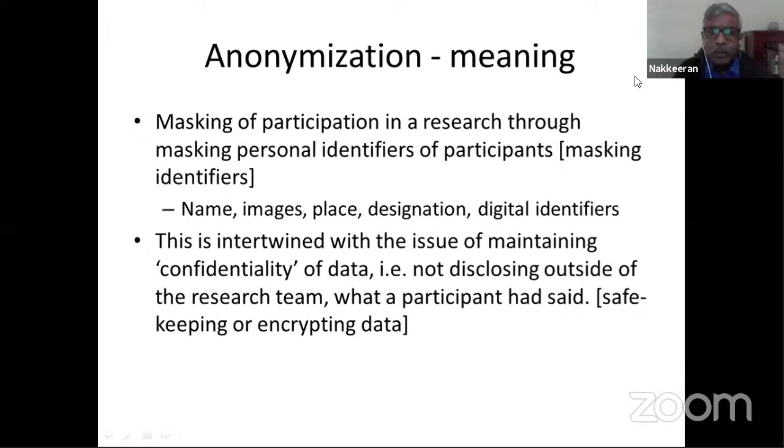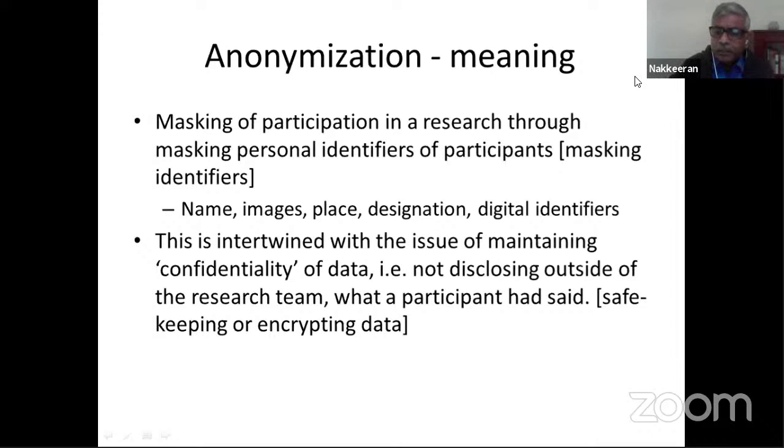So when we talk about anonymization, we talk about anonymizing names, not revealing images of participants in a manner that they can be identified, or anonymizing place, designation, etc., where in descriptive studies, revealing places and designations may reveal the participant's identity, or even a community's identity in some situations. Of course, nowadays we have to keep in mind digital identifiers like email IDs, phone numbers, PAN cards, barcodes. There can be a lot of other things which may become important in research involving, say, GIS, big data, etc.